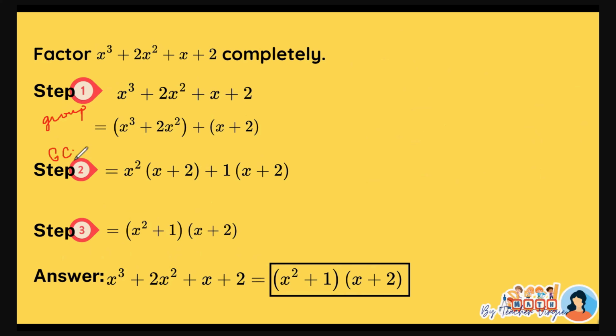Then make sure you have a common binomial. Then when you have a common binomial, you write your final factors. You write them in factored form, just like that, factored form, not multiplied. No need to write the product. When you write the product, you will go back here because this is the product.